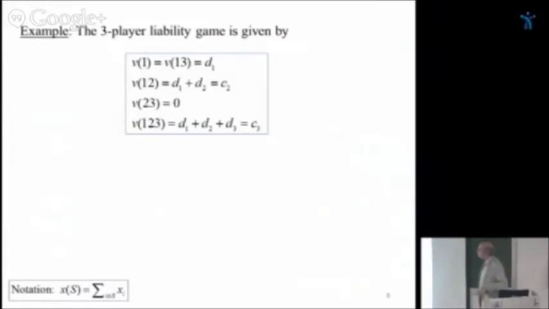So just to be sure, a three-player case. So we have player 1. Player 1 causes D1, and the coalition 1, 3, 2 is not present, so we stop at D1, which is C1 actually. 1, 2, they caused D1, D2, so that's C2. 2 and 3, 1 is not there, and the total cost is the sum of the three additional damages, C3. Okay.